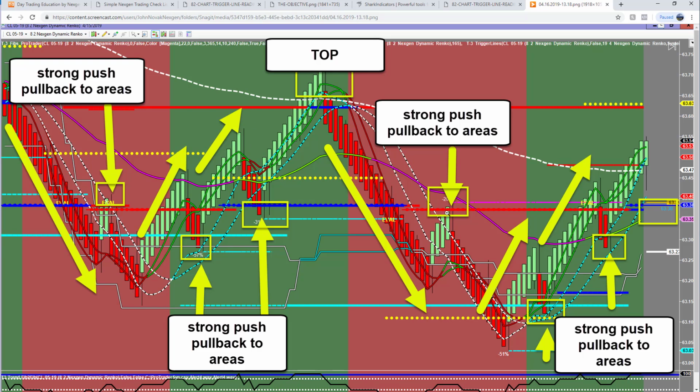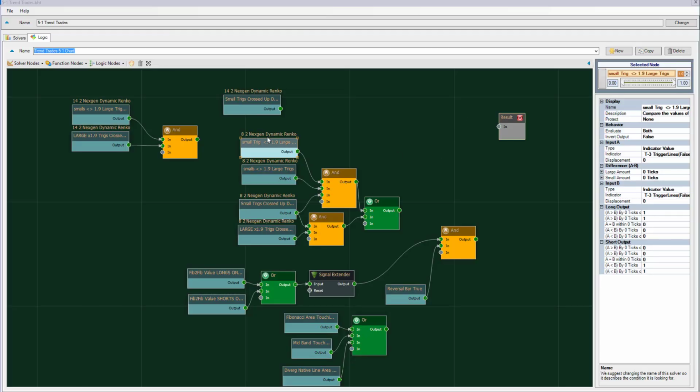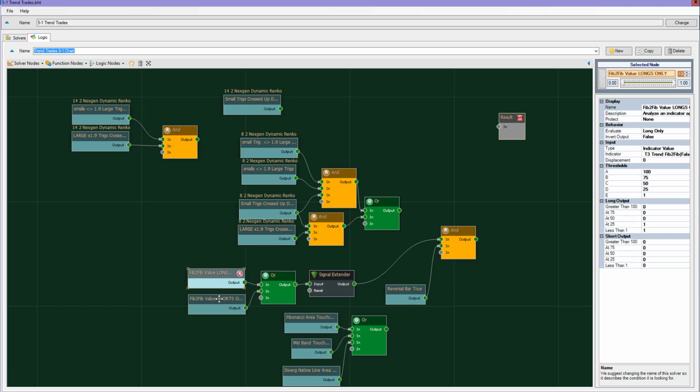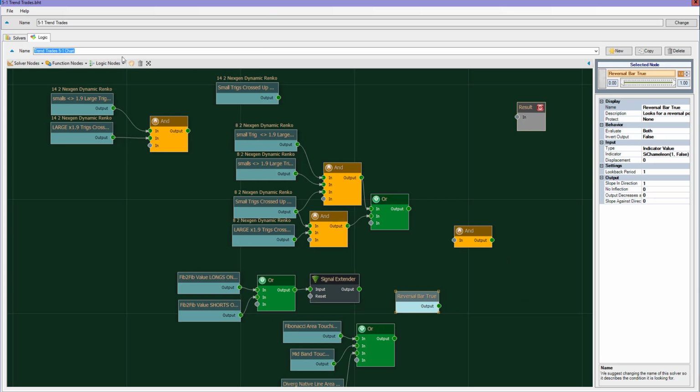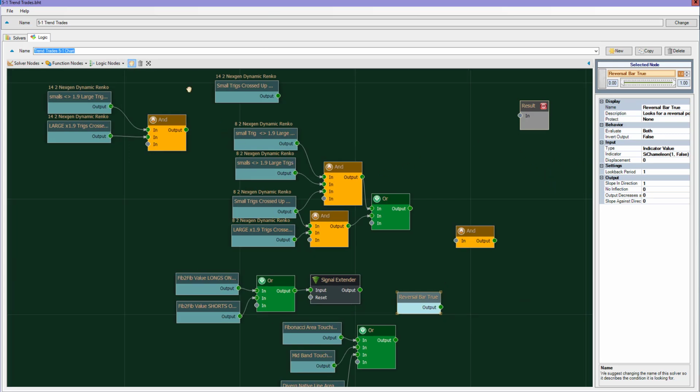So what I've done is I've taken this 8-2 trigger and superimposed, number 1, the rules for the triggers. Number 2, look, the fib to fib values are right here. So if the fib to fib for longs or shorts is true, and you get a reversal bar, you're able to basically visualize or stitch together the rules for a trend trade. You can always visualize them, but this does it for you.